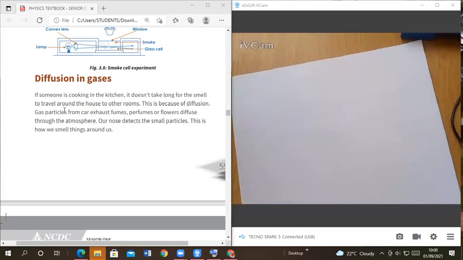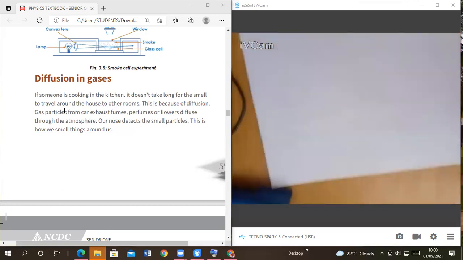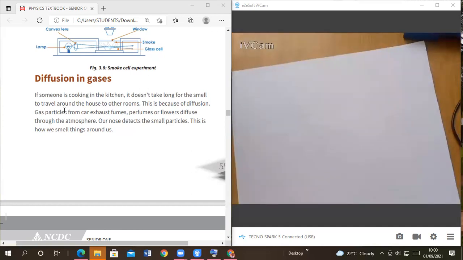So you can see the smoke that is released from the exhaust of the car, the perfumes from the flowers, the perfumes that we use on our bodies, the perfumes they use in the house. All those things diffuse in the atmosphere. When you press a perfume in one corner, in the other corner you smell that perfume because it has diffused throughout the atmosphere. They are also saying that our nose detects small particles. This is how we smell things around us. So there is a tree with good flowers smelling nicely, and the reason is diffusion.